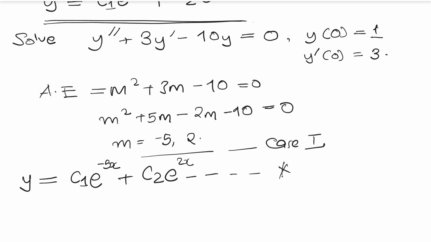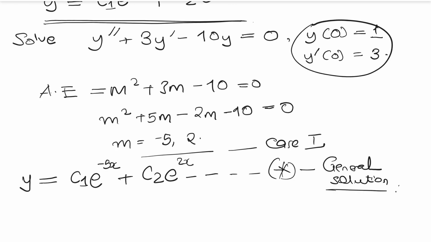Label this equation as star, and this will be the general solution. So since we have the initial conditions, we use the initial conditions to find the particular solution.